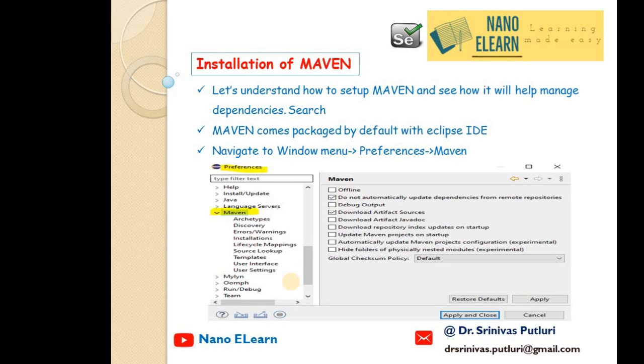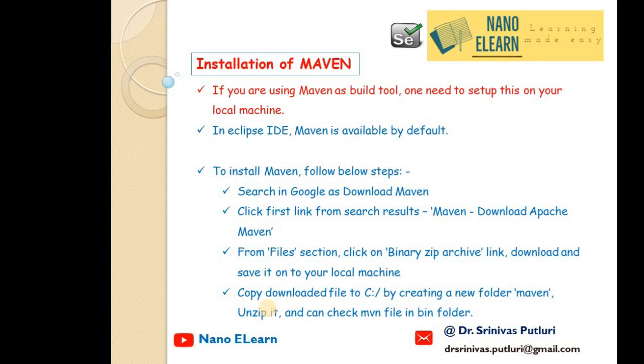To see this, you need to navigate to the Window menu in Eclipse IDE, then select Preferences, and in the left menu you need to select Maven. So this is how we can see that Maven comes by default packaged with Eclipse IDE. If you are using Maven as a build tool, one needs to set this up on the local machine. In Eclipse IDE, Maven is available by default, as I just showed here.